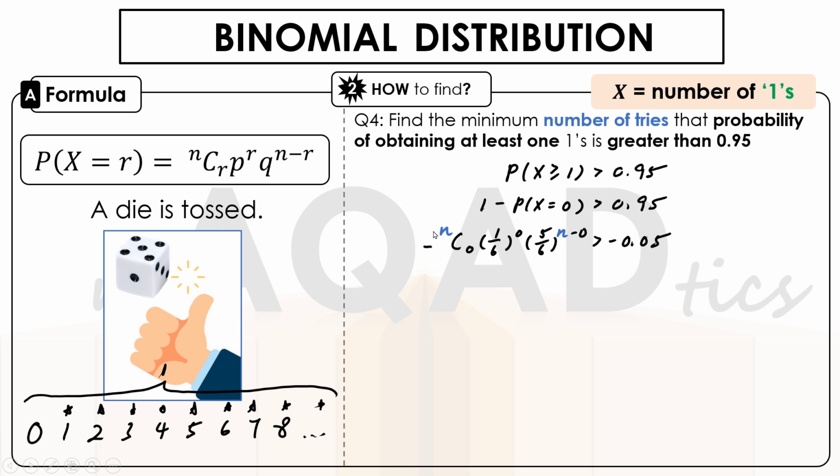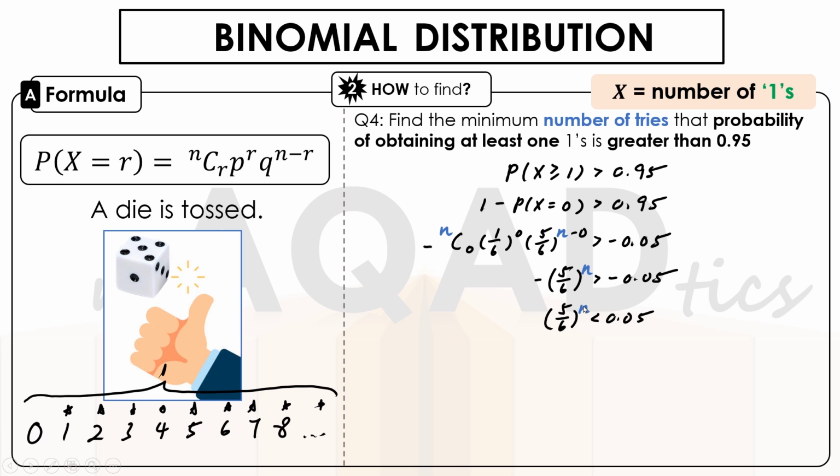So this part will be 1. Y'all can try out. If you put any kind of value for n, it will always be 1. Right? And then this one will also be 1 because the power is 0. This one we have left (5/6)^n. Right? The right side remains the same. Then we cut off the negative for both sides, so the sign will change from more than to less than.